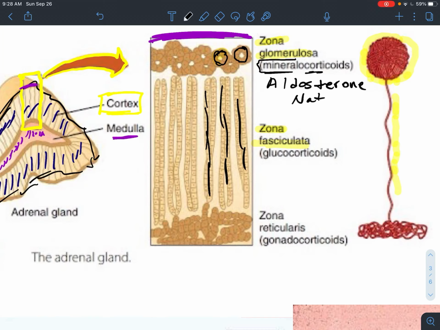And this one is famous for making glucocorticoids. Again, corticoid just means from the cortex. Gluco means it affects our sugar. And the most famous one for this one is, of course, cortisol. And again, notice corti from cortex. And cortisol does affect our sugar levels.